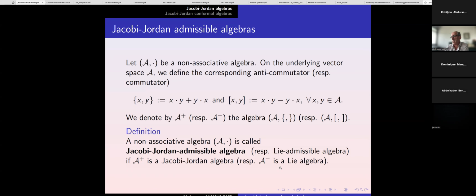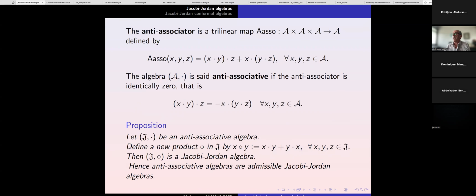And of course, we say that we have a Lie admissible algebra if A minus is a Lie algebra. Now we are going to discuss and characterize such non-associative algebras that lead to Jacobi-Jordan admissible algebras. For Lie algebras, we use a lot the associator, because you know that if you have an associative algebra, by the commutator you get a Lie algebra. In fact, here we need an anti-associator, and the first examples of Jacobi-Jordan admissible algebras are the anti-associative algebras.